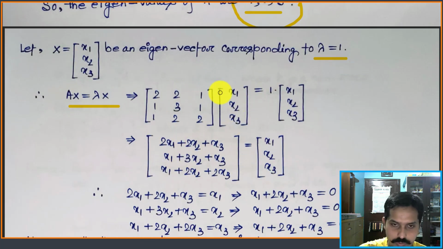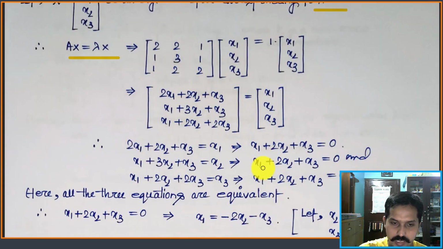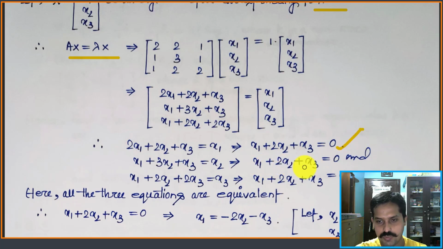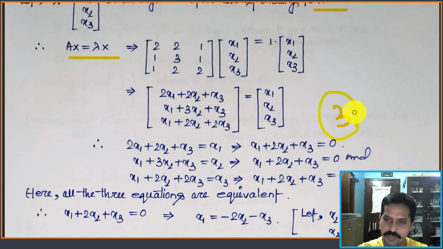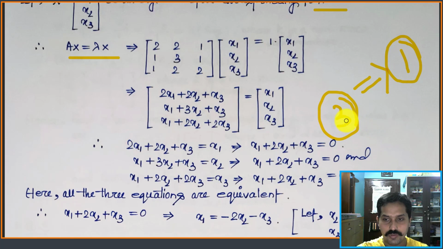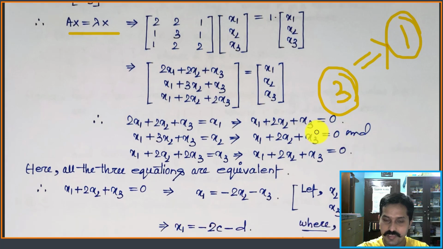Then do the matrix multiplication, row into column method. And after simplification, what do we get? x1 plus 2x2 plus x3 equals 0. Again x1 plus 2x2 plus x3 equals 0. Then x1 plus 2x2 plus x3 equals 0. Now the number of equations is 3, but these three equations are equivalent, or you can say equal. So these are nothing but just one equation, but the number of variables is 3. So 3 variables, 1 equation. So infinite number of solutions exist other than (0, 0, 0).